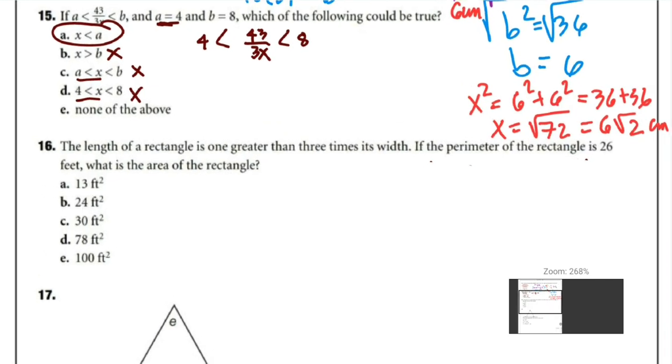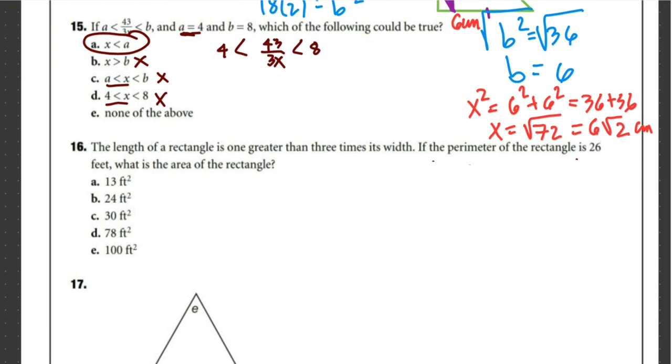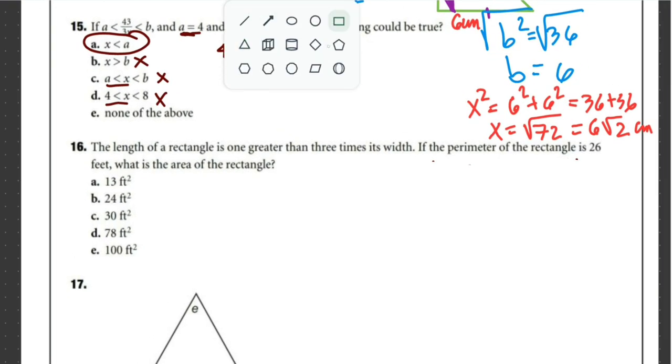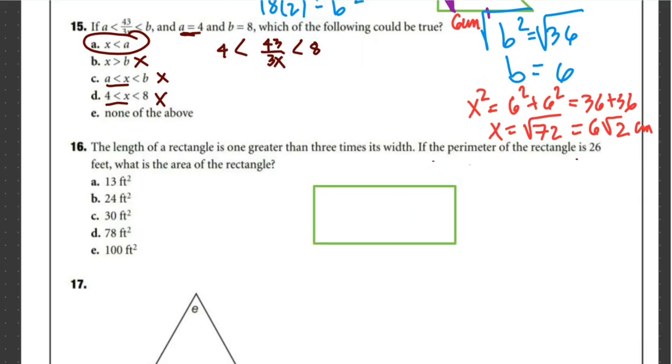The length of a rectangle is, okay, this one. Let me draw a rectangle here. Say this is the length and the width. The length is 1 greater than 3 times the width. If the perimeter of the rectangle is 26 feet, what is the area? Okay, can you solve for this one?